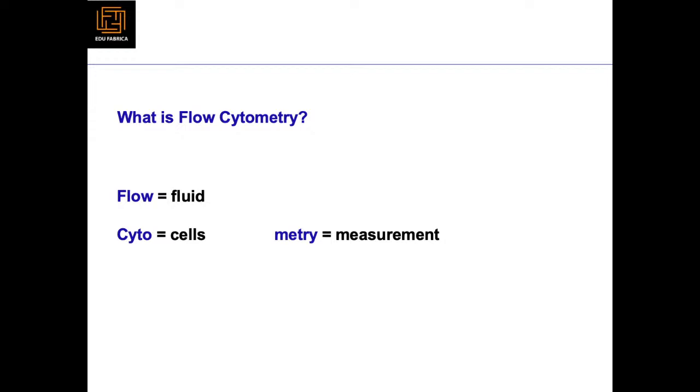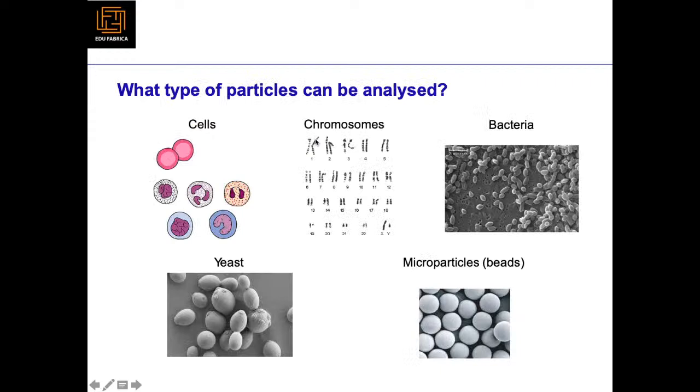So what is flow cytometry? Flow means something like fluid, cyto means cells and metry means measurement. So we are basically measuring the fluidic cells, the cells which are in the flow. We are measuring how many cells are present within the medium. There are many types of particles that could be analyzed: your monocytes, WBCs, all the cells with the immunological studies. Chromosomes could be studied, bacteria, yeast, microparticles like beads. So we can study all different sorts of particles or cells in order to analyze them.